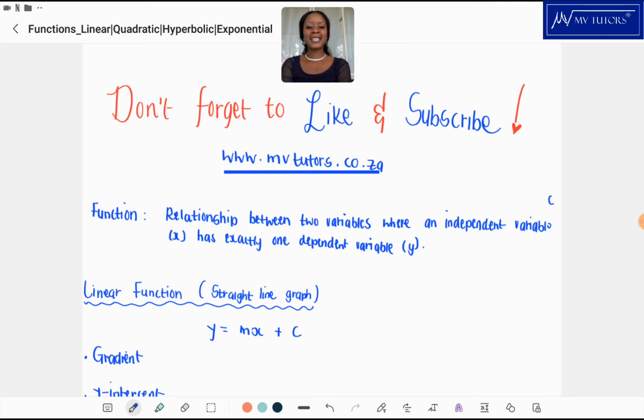Alright, so this was basically covered in grade 11, but I thought it would be nice to just go over it, especially since in grade 12 you guys are doing inverse functions and you need to understand functions from previous grades.